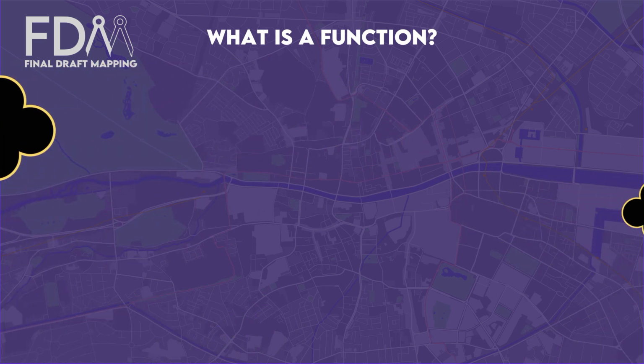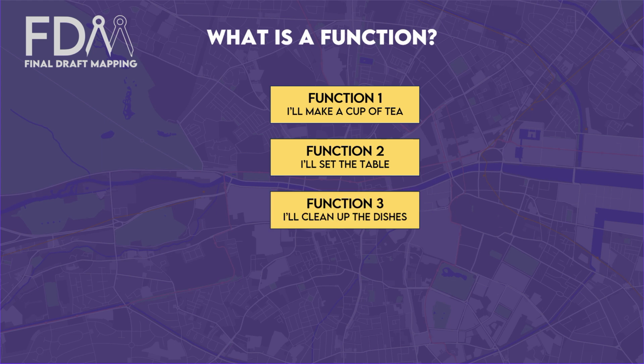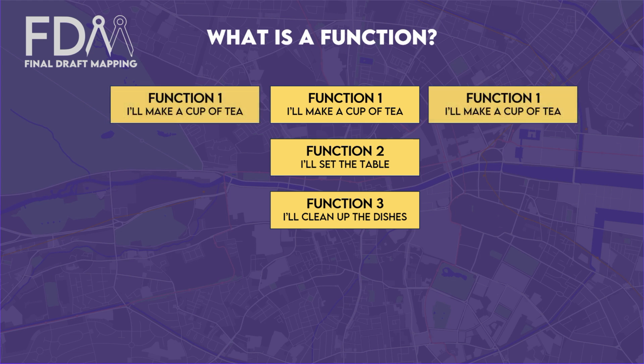A function is a named block of code that performs a specific task and is designed to promote modularity and code reusability. For example, our first function could make a cup of tea, our second function sets the table, and our third function cleans up the dishes afterwards. Once defined, a function can be called multiple times. So we may want to make 3 cups of tea. In this case, we can call function 1 3 times.